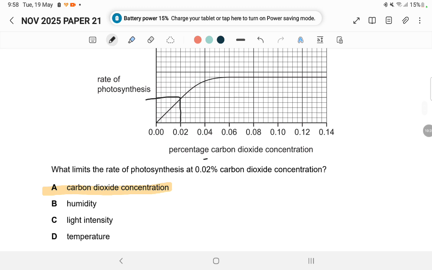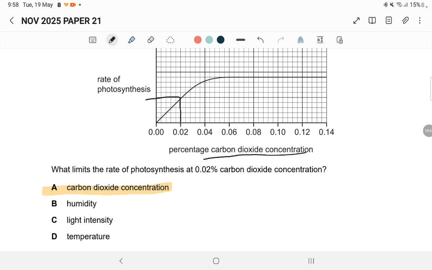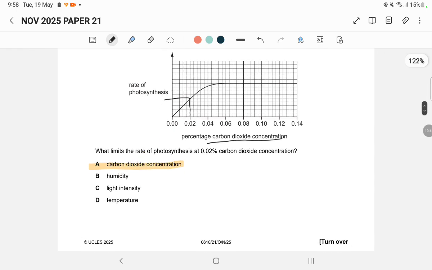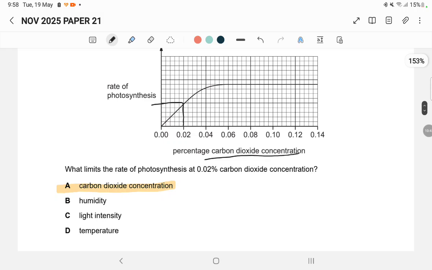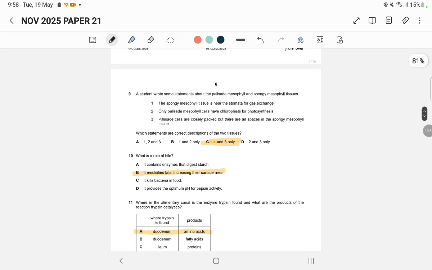So the x-axis will be what? The x-axis will be your carbon dioxide limiting factor. So carbon dioxide concentration will be your limiting factor because we did not yet reach a plateau, or it did not level off. But in a case where it asked, starting from 0.06 to 0.14, what is the limiting factor? Of course it will not be carbon dioxide concentration, it will be something different.